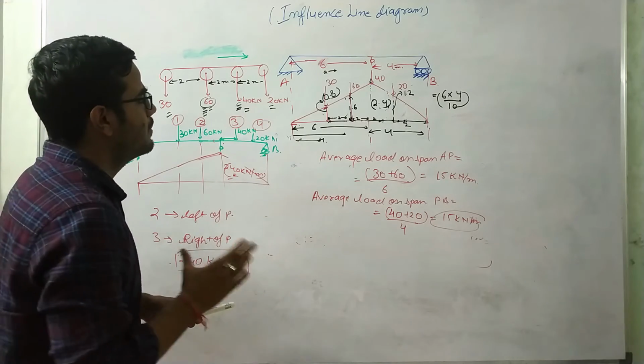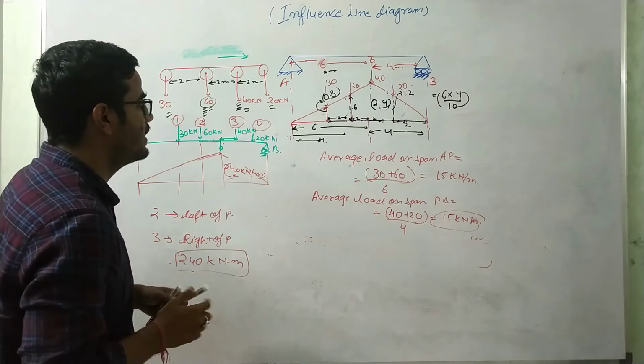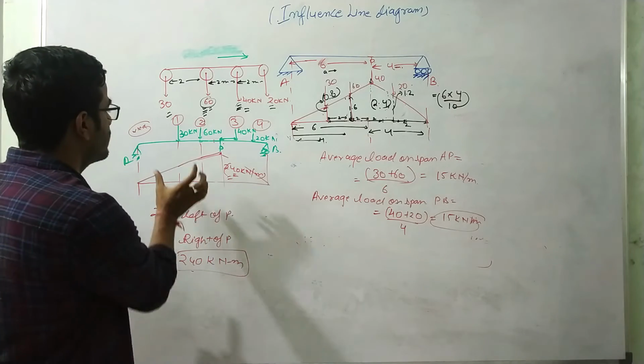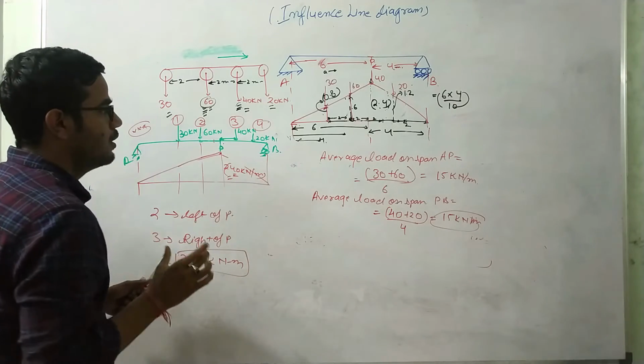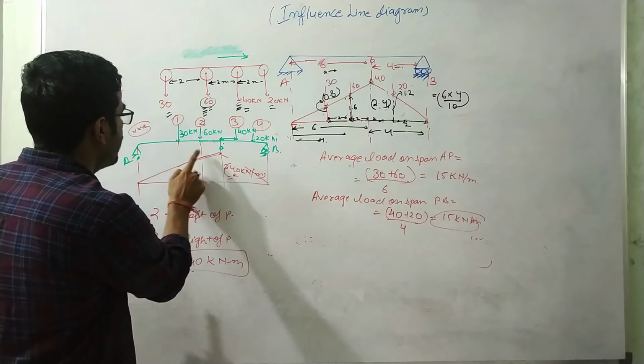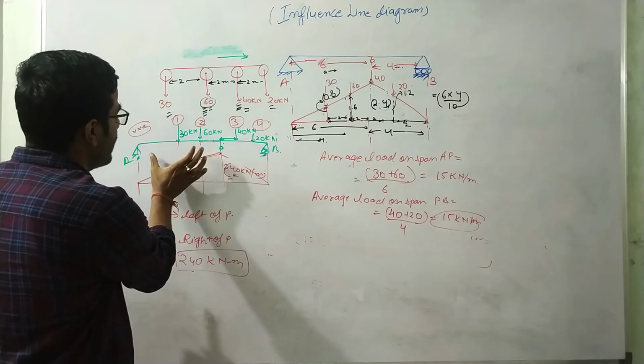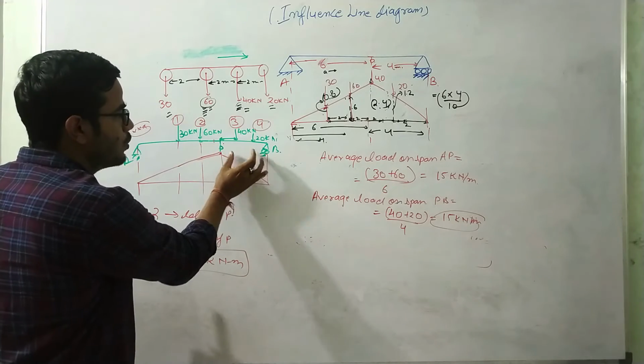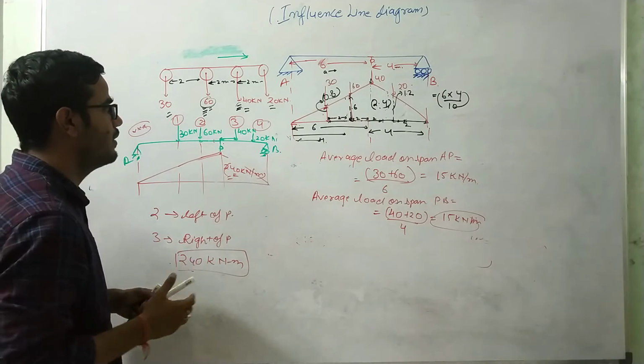Okay, for the maximum moment to generate at P, the average load on both the spans should be equal. This point P divides the span AB into two parts, one is AP and the other is PB. So the average load on this side should be equal to the average load on this side. This is a condition we already derived for the UDL case.